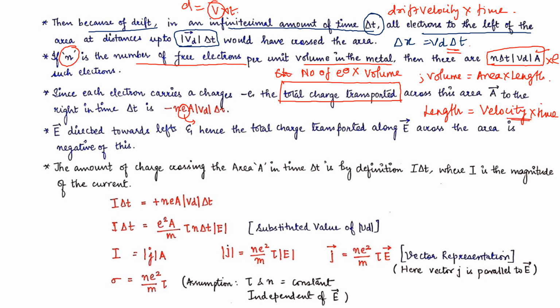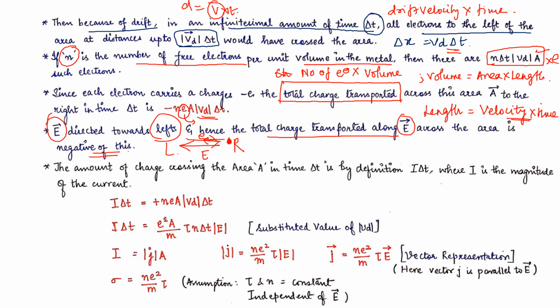I'll give one point to point derivation at the end of the video. Also, this is for the explanation. Into the whole equation as such, now E is directed towards the left and hence the total charge transported along E across the area is negative of this. We have seen in the previous diagram of the cylinder, E goes from this right side point to the left side point. And the motion of charge is in the opposite direction, already told.